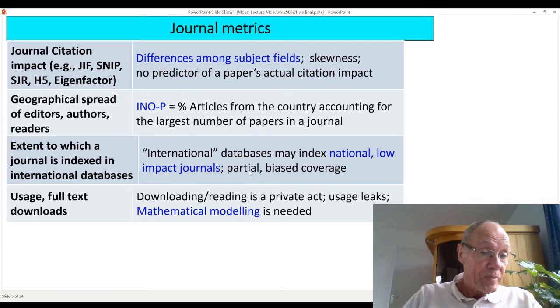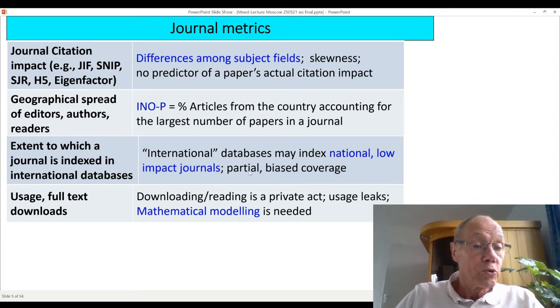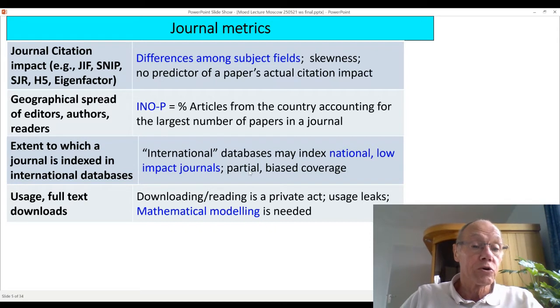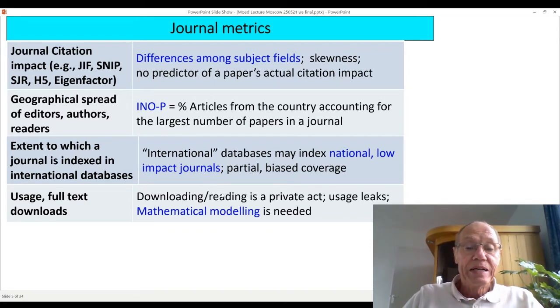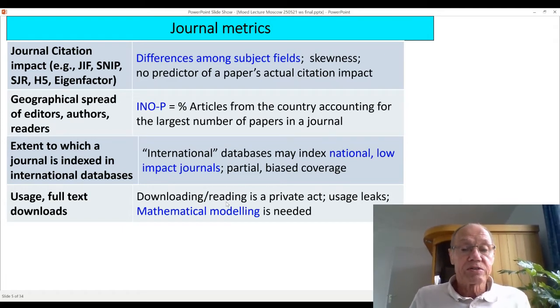A next group of metrics relates to usage or full text downloads from repositories or publishers' websites. And there's a lot to be discussed about usage indicators, and perhaps a very important one is that downloading or reading is a private act, not a public act. And we have to keep that in mind always. And I think it would be very interesting that we work more in our field of library and information science on mathematical modeling of the relationship between downloads and citations.